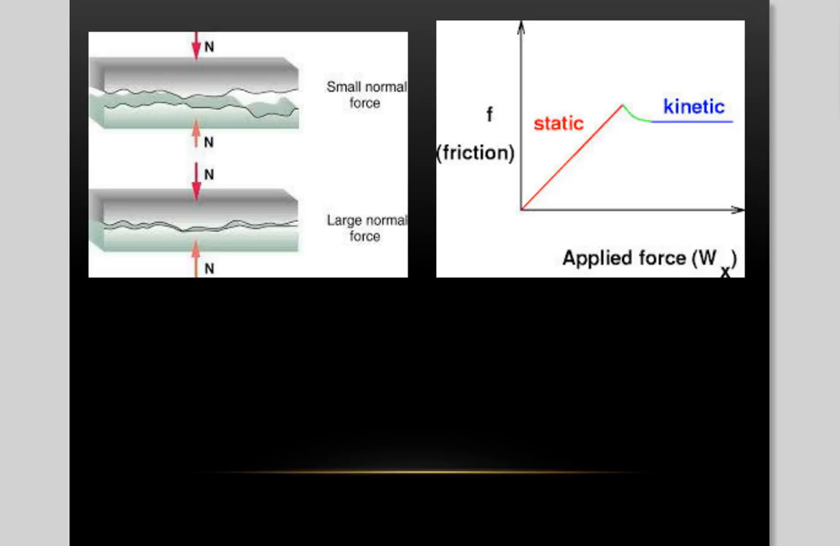Here's the mu k. Once you hit a certain threshold, it's easier to push, and the force of friction drops as you apply more and more force. So as you apply more and more force, the force of friction rises till a breaking point. That threshold is once it starts moving. Once it starts moving, it's a little bit easier.